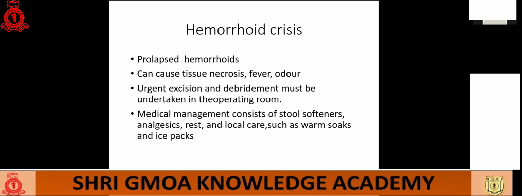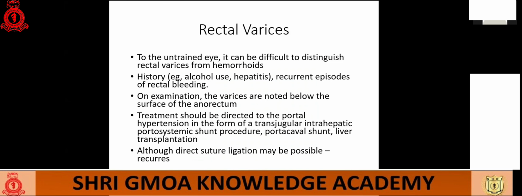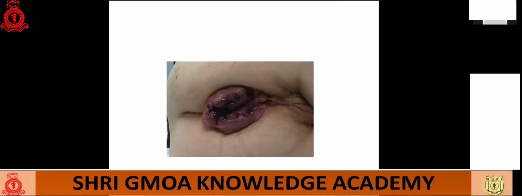Hemorrhoid crisis, we commonly say, is prolapsed thrombosed hemorrhoids. These patients come with severe pain, tissue necrosis, and evidence of sepsis. They need adequate pain relief, and we have to try stool softeners and apply warm soaks or ice packs to reduce the inflammation. We can start antibiotics as this is a prolapsed hemorrhoid. And if it is not responding to medical therapy, then subtotal hemorrhoidectomy should be done.